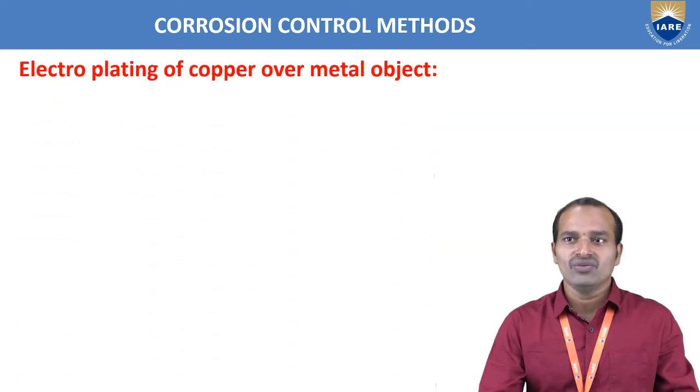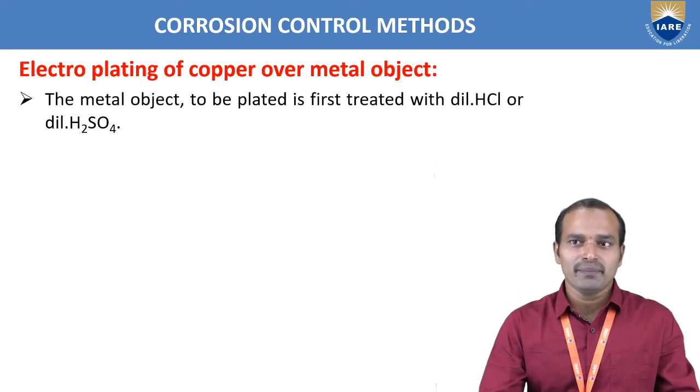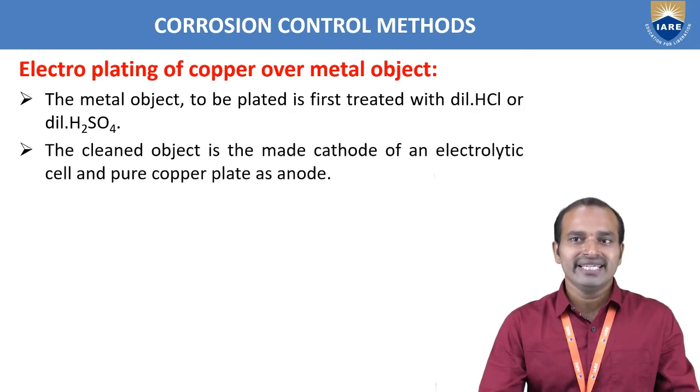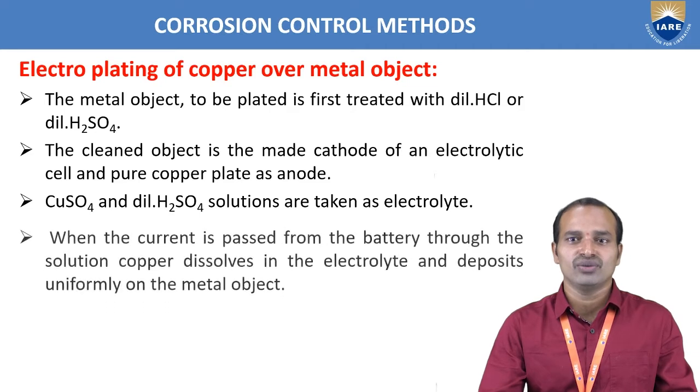Electroplating of copper over metal objects. The metal object to be plated is first treated with dilute HCl or H2SO4. The cleaned object is made the cathode. Whatever the object is, a bowl or key or coin, it acts as the cathode of an electrolytic cell, and a pure copper plate is the anode. Copper sulfate and dilute H2SO4 solutions are taken as the electrolyte solution.